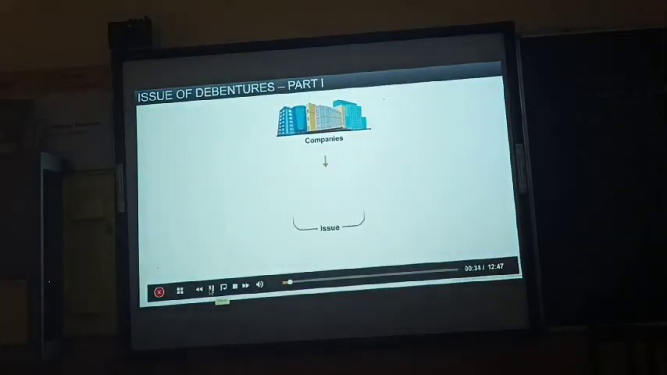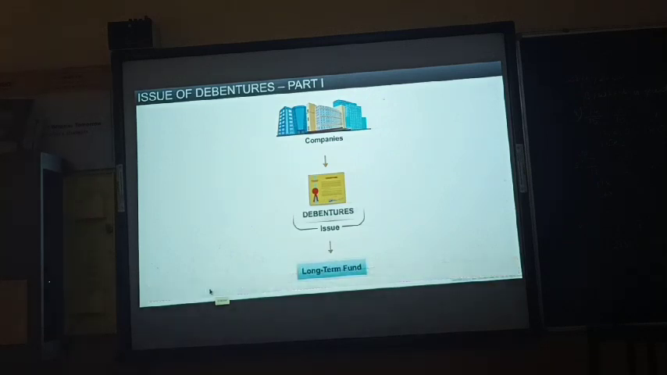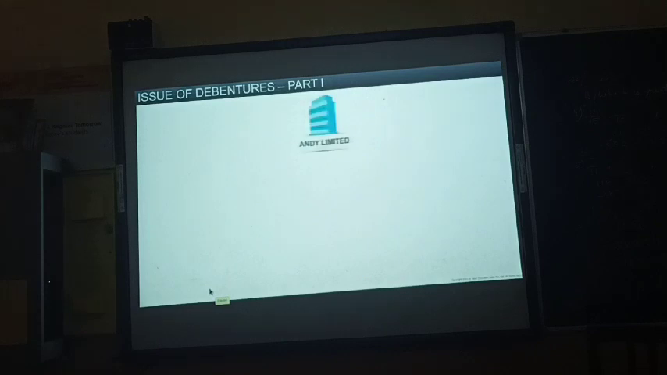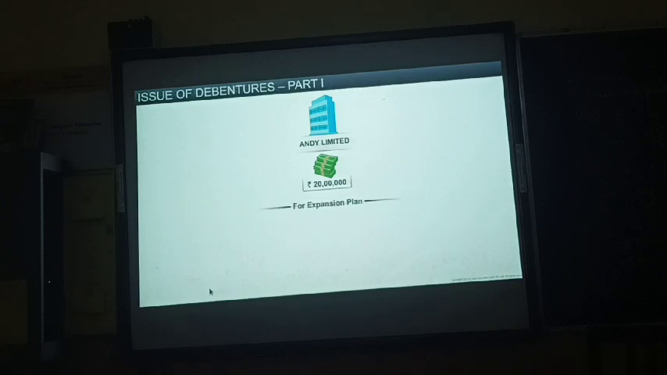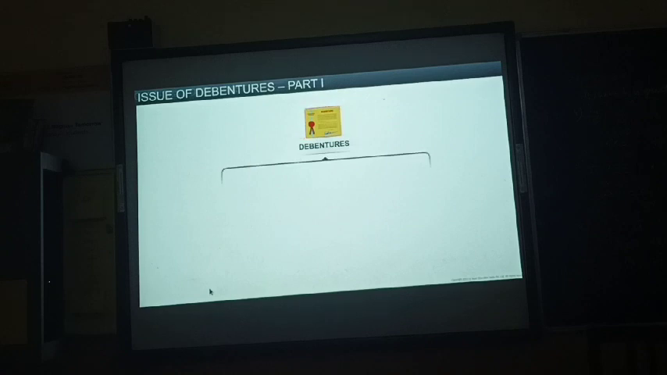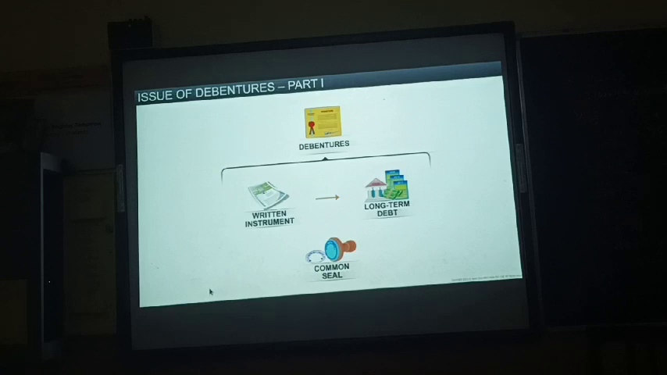Most companies issue debentures to meet long-term funding requirements, in addition to shares. Limited was incorporated 1 year ago, and now needs 20 lakh rupees for its expansion plan. For this, the company decided to issue 20,000 debentures of 100 rupees each. A debenture is a written instrument acknowledging the long-term debt issued under the common seal of the company.